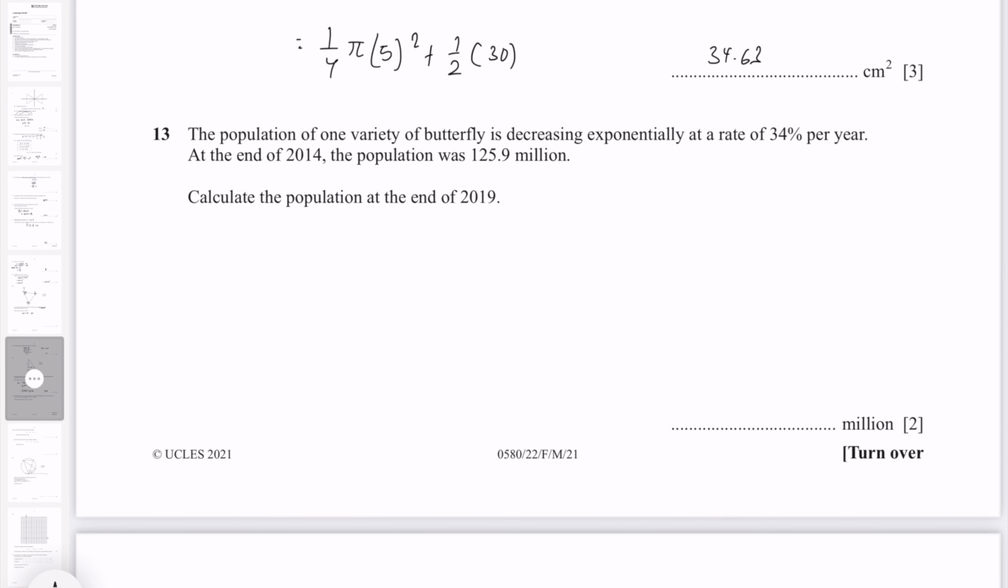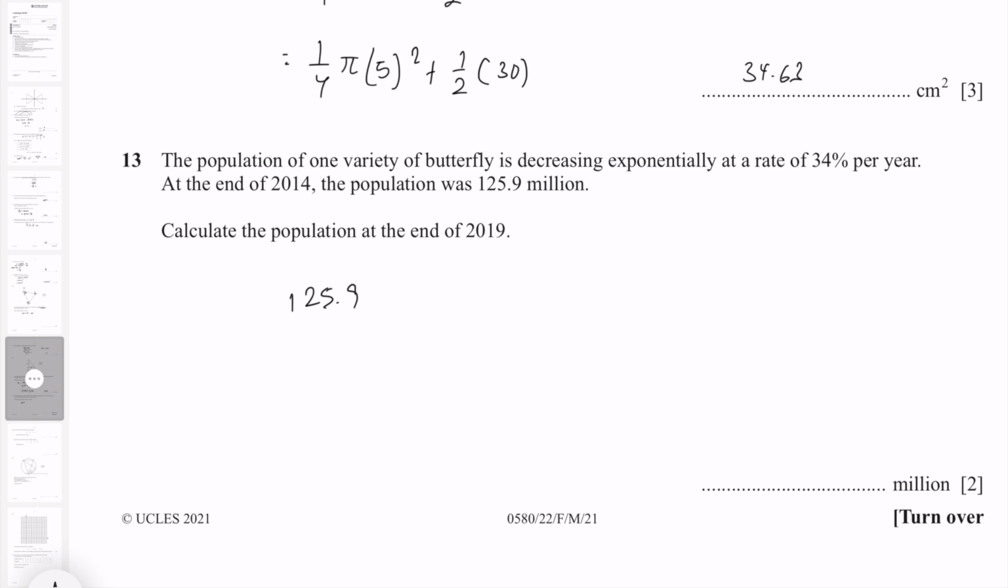The population of one variety of butterfly is decreasing exponentially at a rate of that per year. At the end of 2014, the population was that. Calculate the population at the end of 2019.